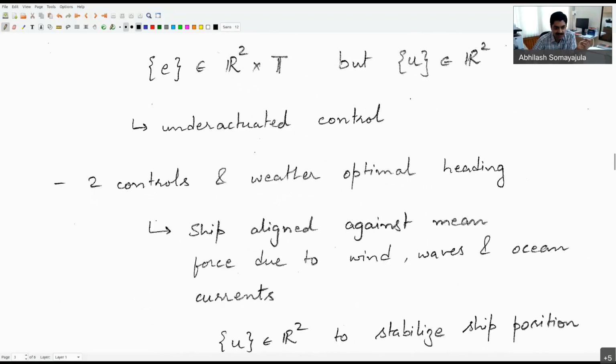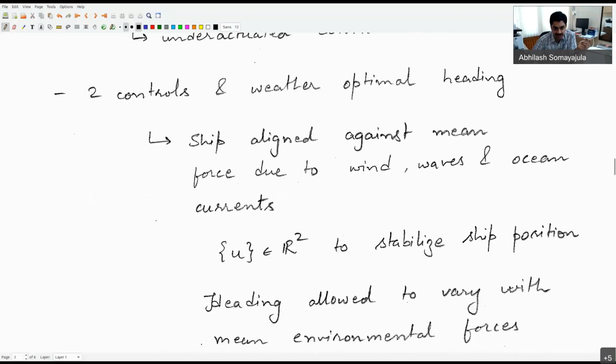Okay, then another way you can think of is sometimes I might want to have 2 control inputs, and I want to do weather optimal heading, which means that the ship is aligned against the mean forces due to wind, wave, and ocean currents. So I'm just trying to make sure that my vessel is oriented in such a way that it has the least exposure to the wind, waves, and the currents.